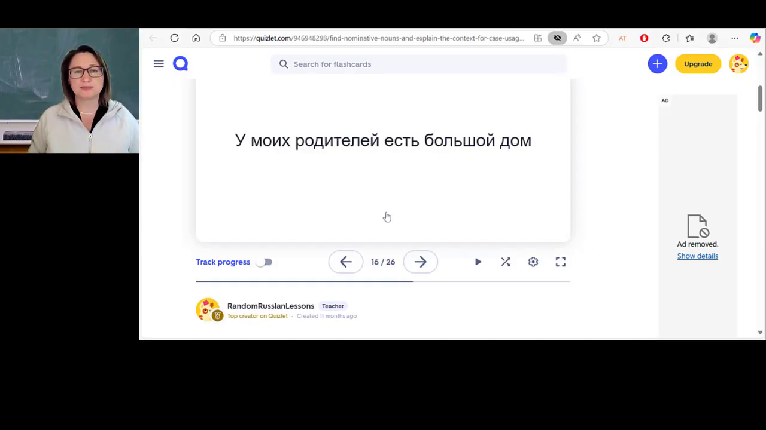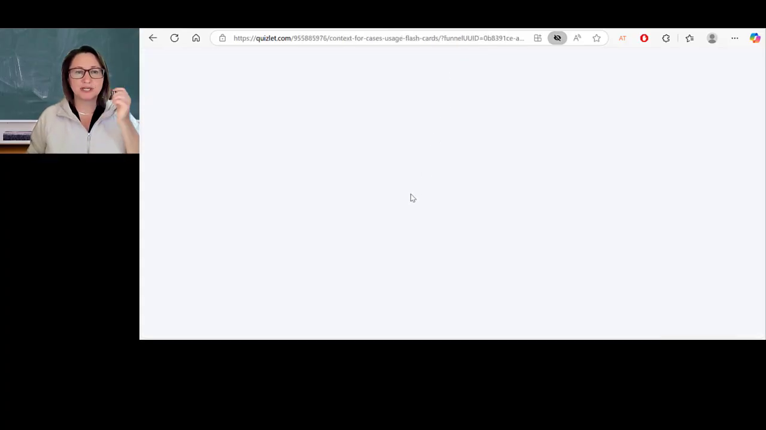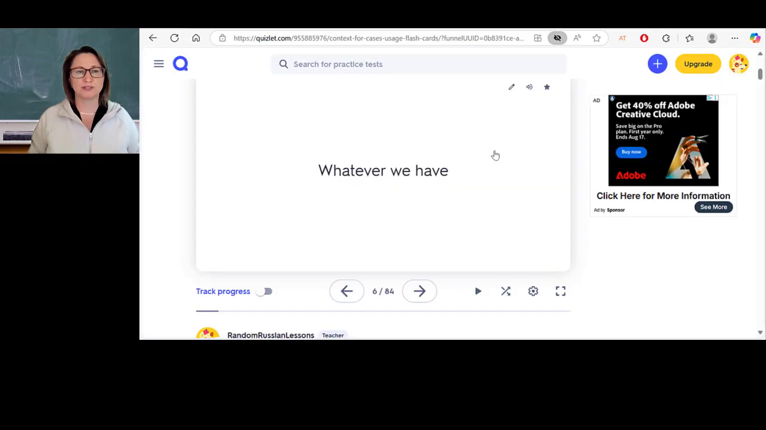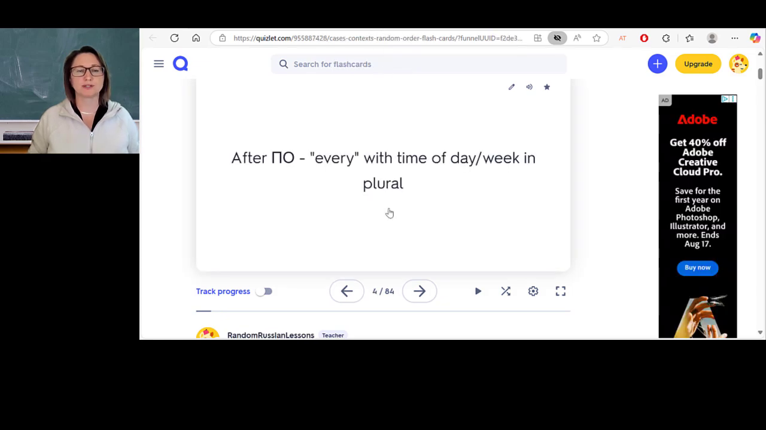У моих родителей есть большой дом. Same rule. Whatever we have, большой дом. That's the nominative and the subject of a sentence. Мне нравится этот дом. So here nominative is whatever we like or don't like. So here that would be этот дом. And you make your way through it. Then I also have context usage one after another. For example, whatever we have, nominative. Whatever we like or don't like, nominative. And this list goes in order, but I also have one in random order.